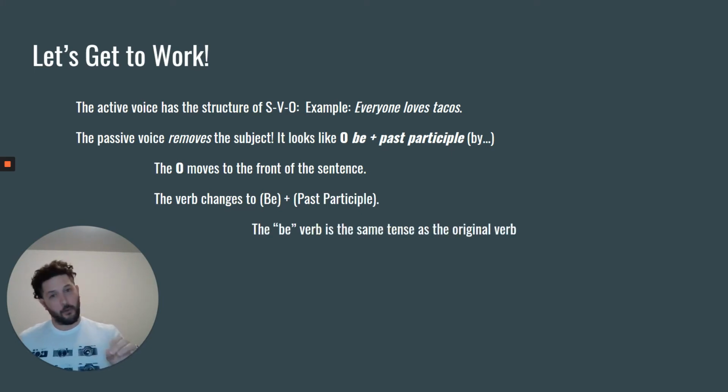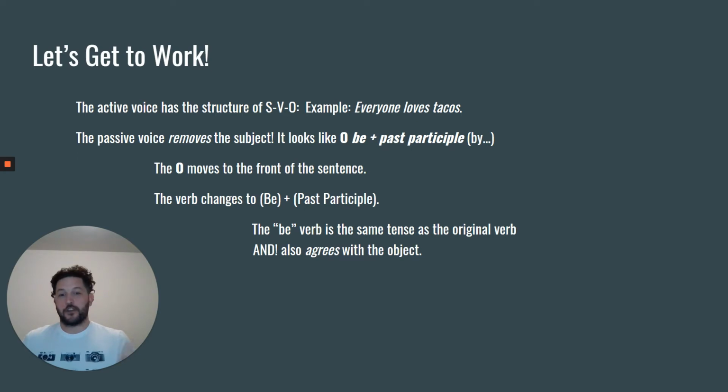Now, here's the important part. This is probably the most difficult part of the passive voice. The be verb is the same tense as the original verb. Today our lesson is only in the present tense, so our be verb will be is or are. It also has to agree with the object. If you need subject verb agreement, Simon has another video on that. Please subscribe to the channel and watch Simon's video. And just to reiterate, it also agrees with the object.